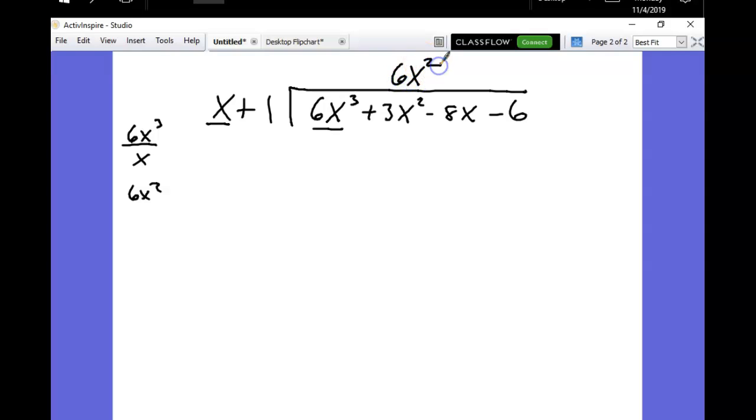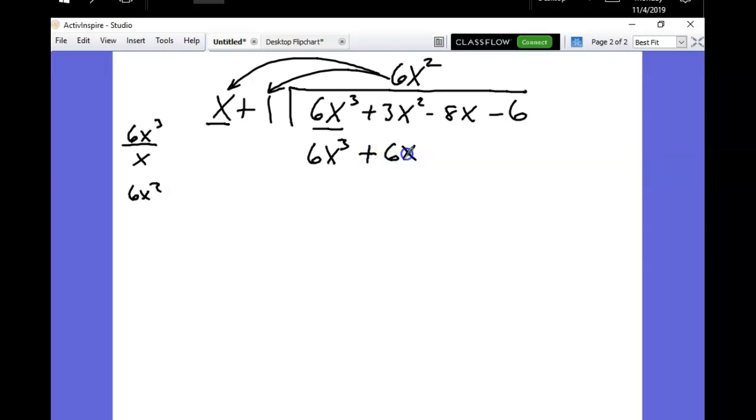And that's the first thing we do. That's our first step. How many times does this go into that? Or in other words, what would you multiply this by to get that? Then after we put it up here, we multiply it. So you're going to take this and multiply it times both of these now. And where am I going to put that answer? Right underneath of it. So what is 6x squared times x? 6x cubed.